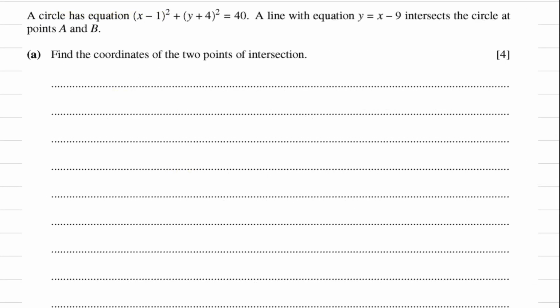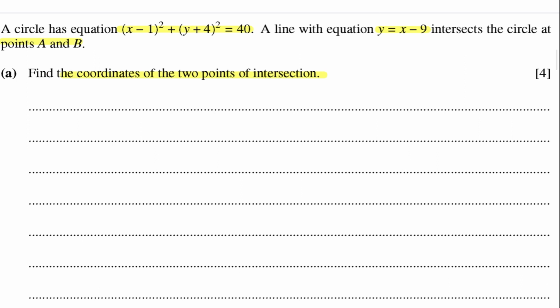Okay guys, let's move on to the next question. Here we have a circle with equation (x - 1) squared plus (y + 4) squared equals 40. And we have a line y = x - 9 that intersects the circle at points A and B. First question, find the coordinates of the 2 points of intersection.